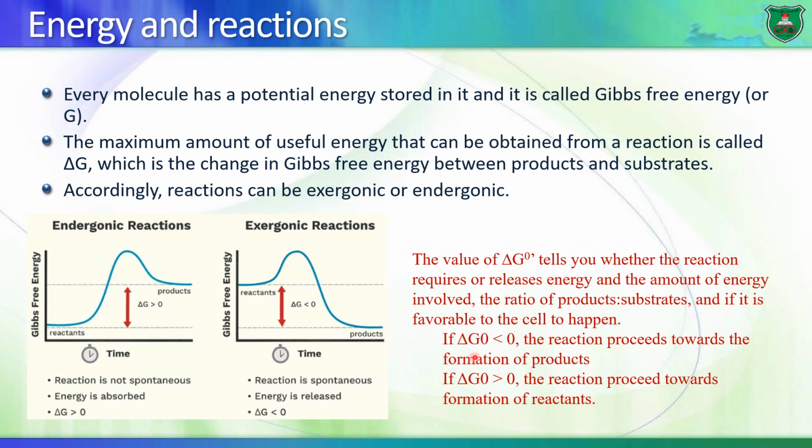So if delta G is less than 0, we say that the reaction proceeds towards formation of products. Okay, so it's favorable that reactants would be converted to products. If delta G is more than 0, it means that the reaction would proceed in the opposite direction, that is, from products to reactants, because products have more energy.